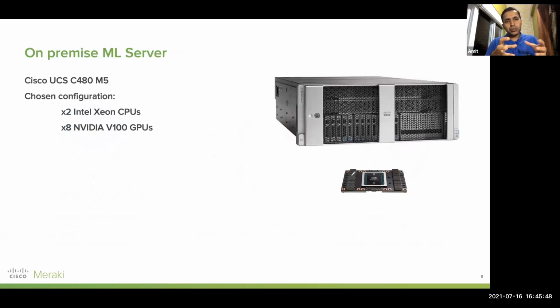So to give a brief overview of our on-premise ML server where we ran Kubeflow, and we are still running it, and this is where most of our workloads currently are running. And as I said, we are close to opening it up for a larger number of users, and that will be on the cloud. So the ML server that we use was a Cisco UCS C480M5 server. It can have multiple configurations, but the configuration for our servers was each server had 2 Intel Xeon CPUs and 8 NVIDIA V100 GPUs.